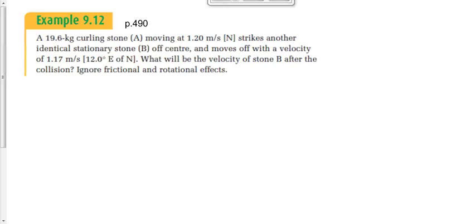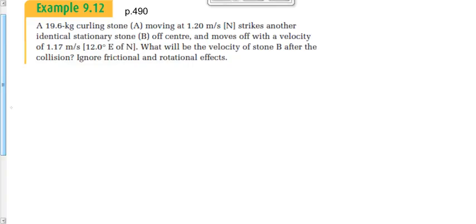For all the curlers here, we've got a 19.6 kilogram curling stone, which is the standard mass of a curling stone, almost 50 pounds. Moving at 1.2 meters per second to the north, it strikes another one off center. Okay, so let's start on this. Curling rock number one, 19.6 kilograms, moving at 1.20 meters per second. Curling rock number two, same mass, 19.6 kilograms, at 0 meters per second.